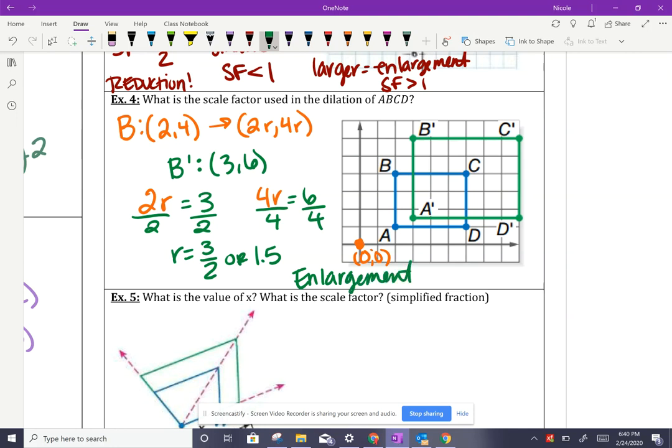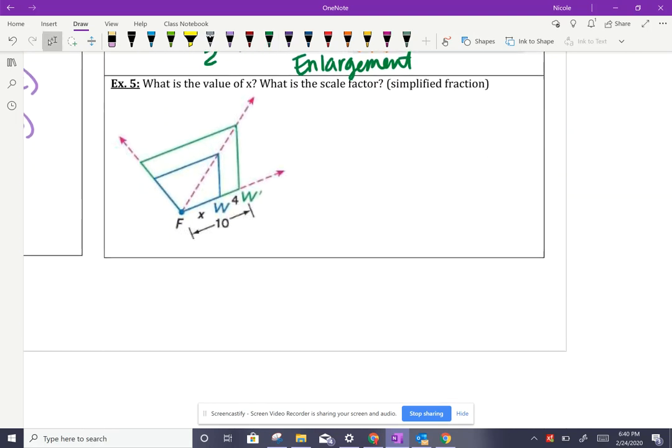All right. I just have one more to look at. Slightly trickier than the previous ones. So we're trying to solve for the value of x and figure out what the scale factor is. So I know I have a full side length of 10. And I know w to w prime is 4. So what would that make x? Well, that would make x 6. 10 minus 4 is 6. So x is equal to 6.